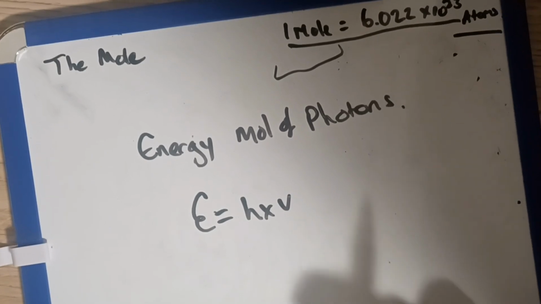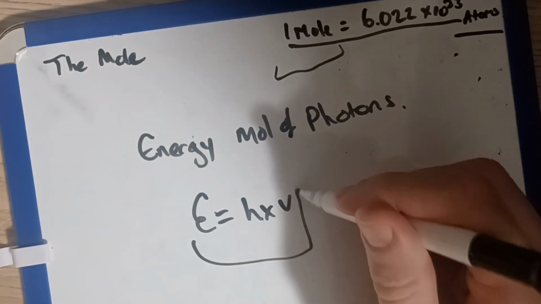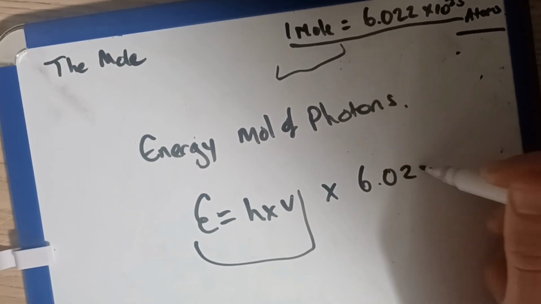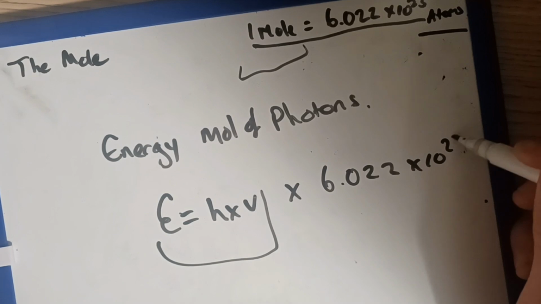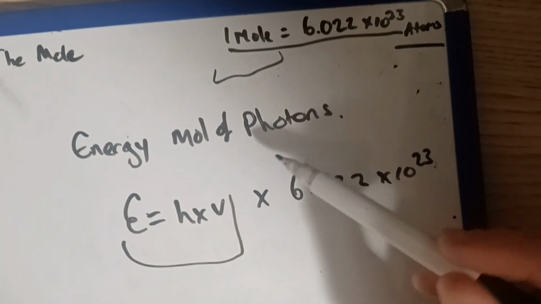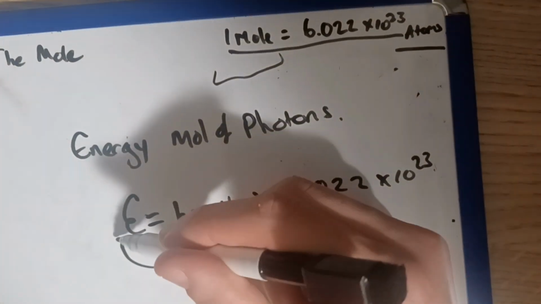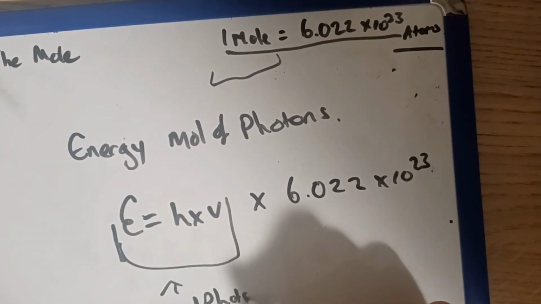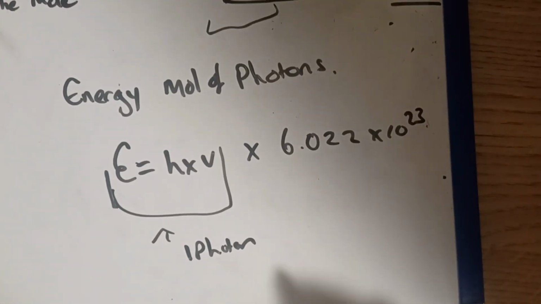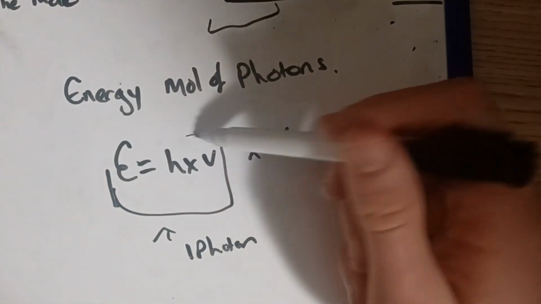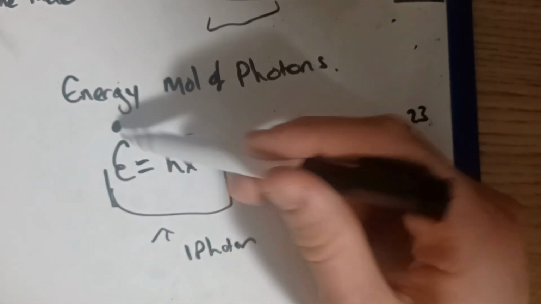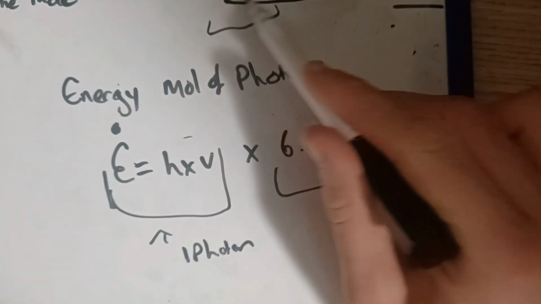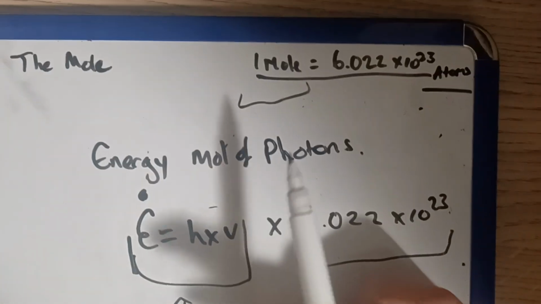And all we're going to do is we're going to times this by our Avogadro's constant, or our mole, to find the energy of a mole of photons. And to break it up, this finds the energy of one photon. To make it very clear, one photon is this. So our E is the energy of one photon, and then this gives us a mole of photons, as discussed in the start of the video.